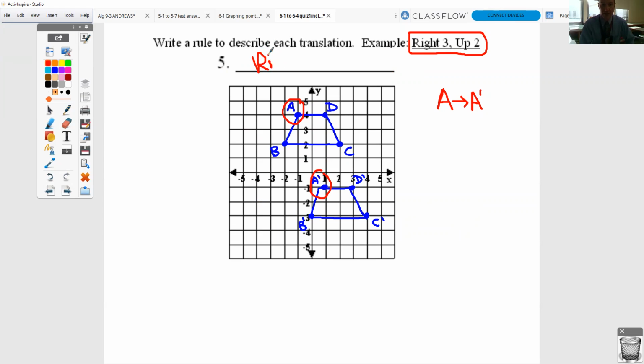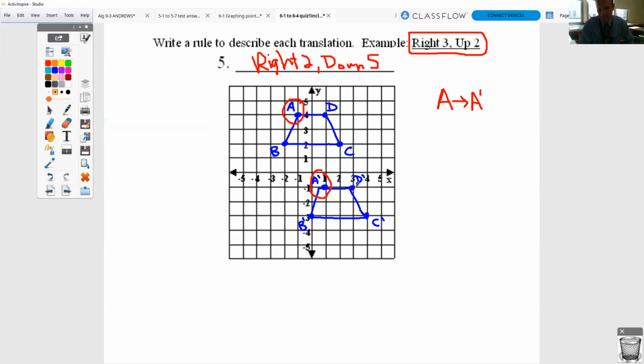So I'm going right 2 and down 5. If you said down 5 and right 2, you would not be wrong. But you would be wrong if you said left 2 and up 5. If you said left 2 and up 5, you'd be going from the prime to the letter instead of the letter to the prime. So just be careful.